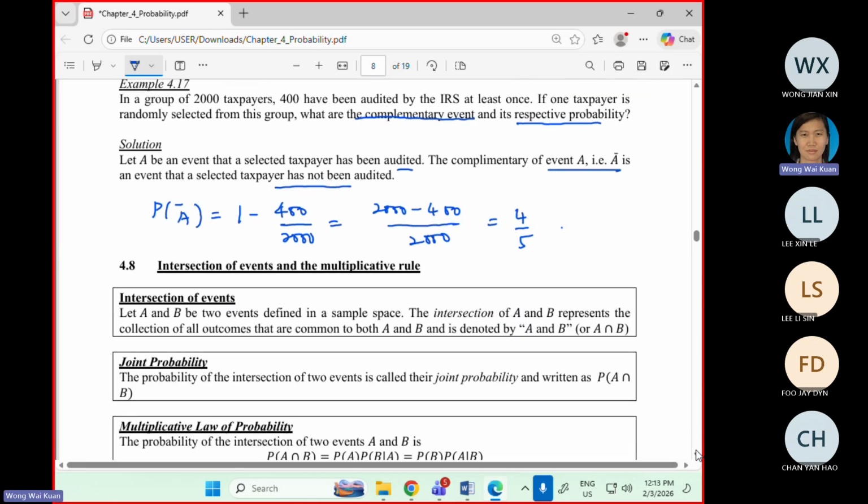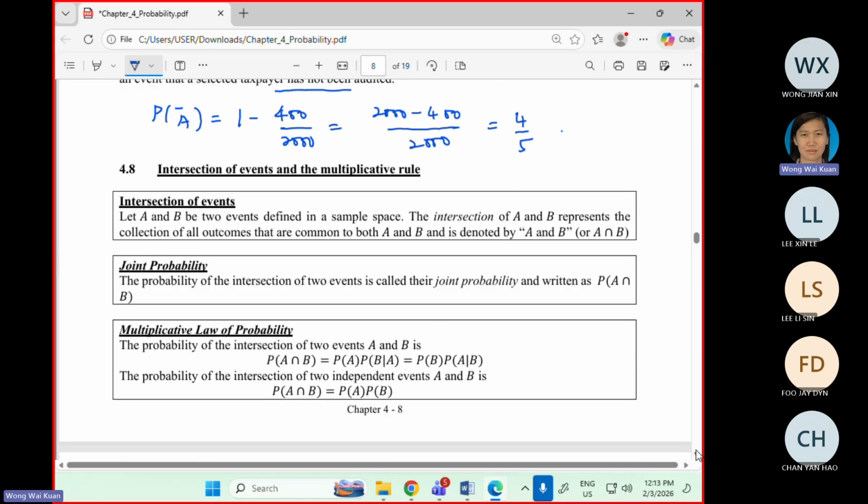So now, intersection of events and the multiplicative rule. Intersection of the events I let you know already. Let A and B be two events defined in the sample space. The intersection is a collection of all outcomes that are common to both A and B. So normally we say this is A and B, so that is A intersect B. When we are looking for probability of A intersect B, we call this a joint probability.